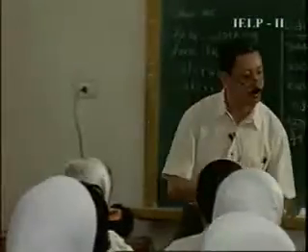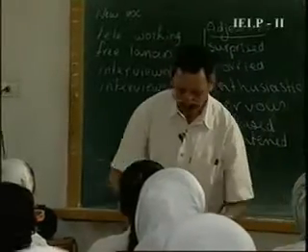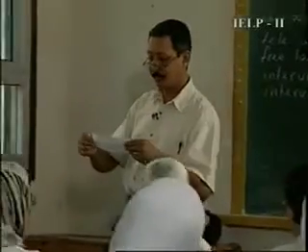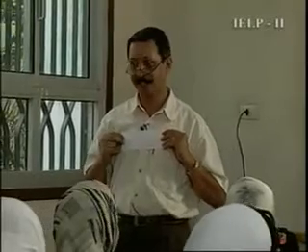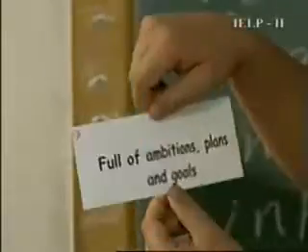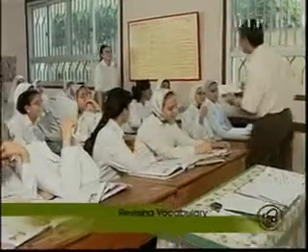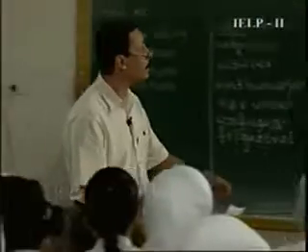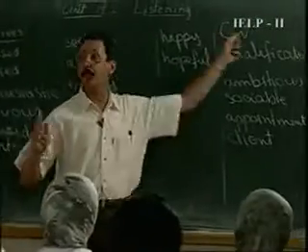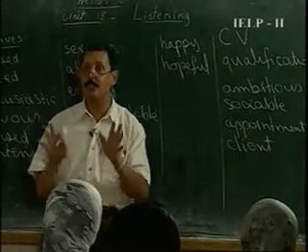Yes, we have a third word. Now, it's an adjective, right? Qualifying a person. A person who is full of ambitions, plans, and goals. He has many things. You see that? Yes, Sally? Ambitious. Very good, Sally. Now, who can tell me a sentence about CV? Use it in a sentence now. Who can tell me a sentence using CV?